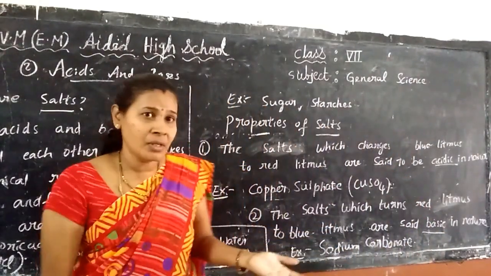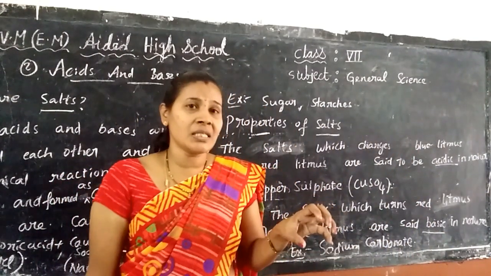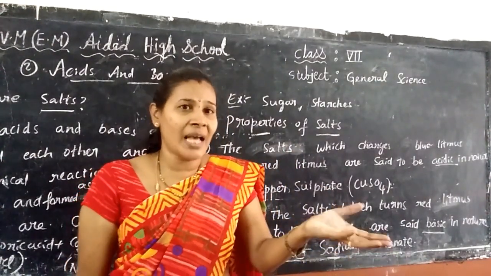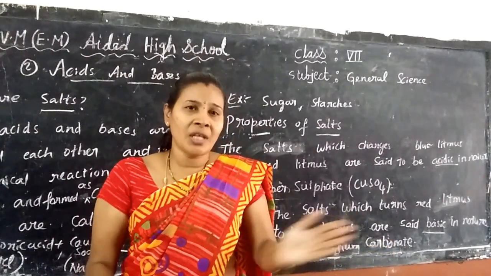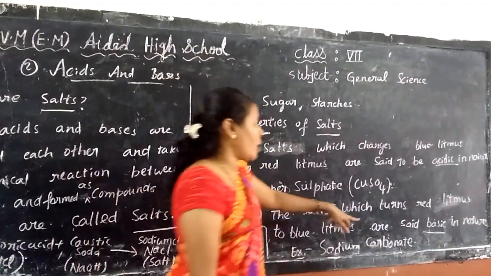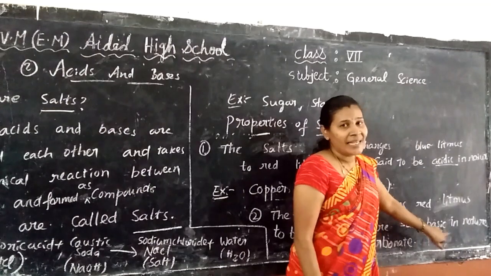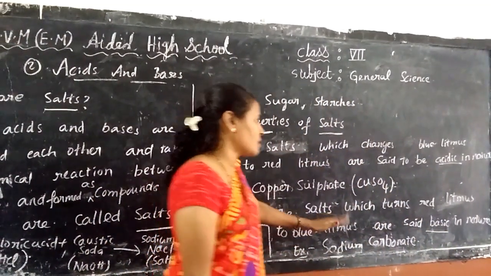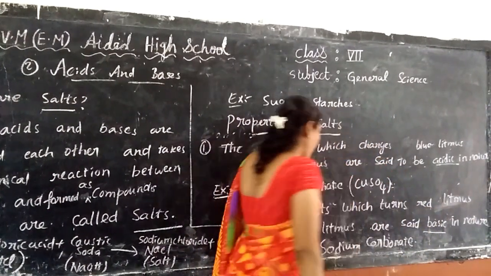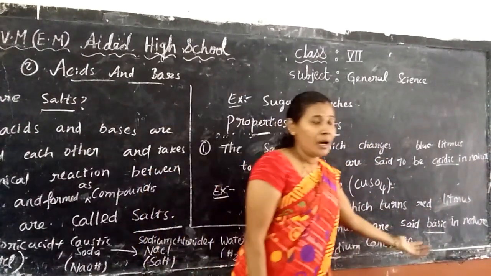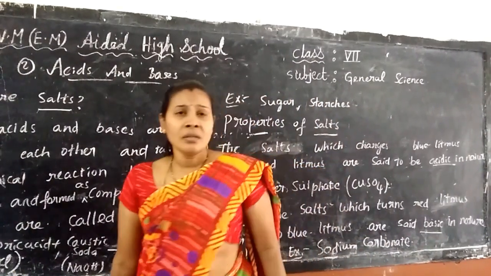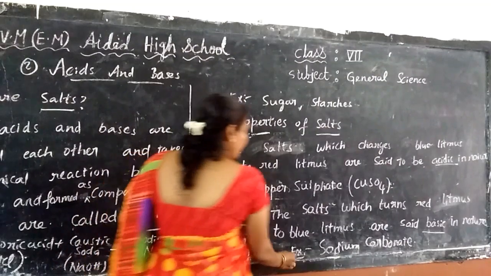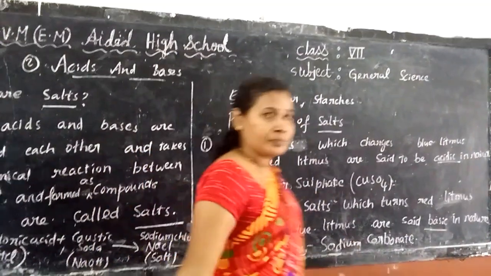In previous classes we have discussed that whenever excess bases are added to a less quantity of acids, both combine with each other and form a substance of basic nature. In this case also, the salts which turn red litmus to blue litmus are said to have the basic nature property of salt. For example, sodium carbonate.